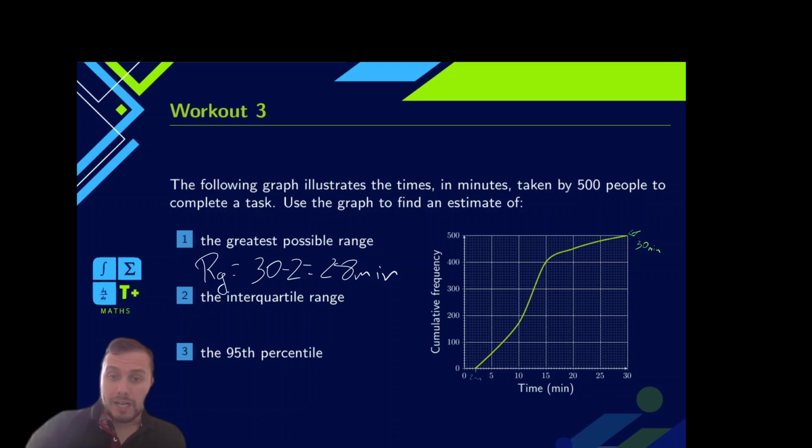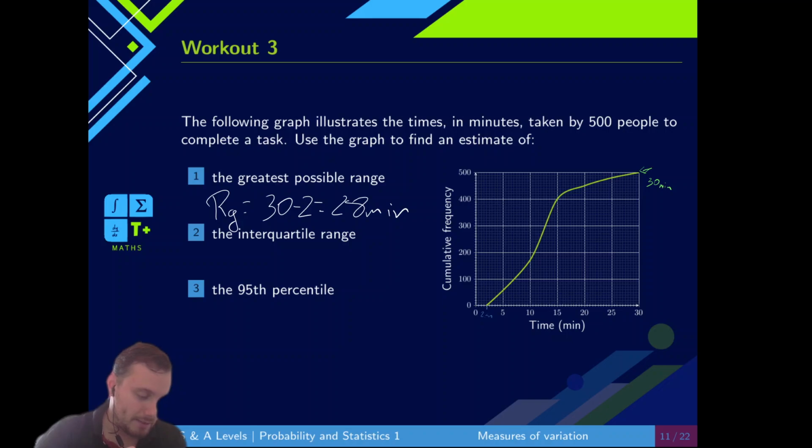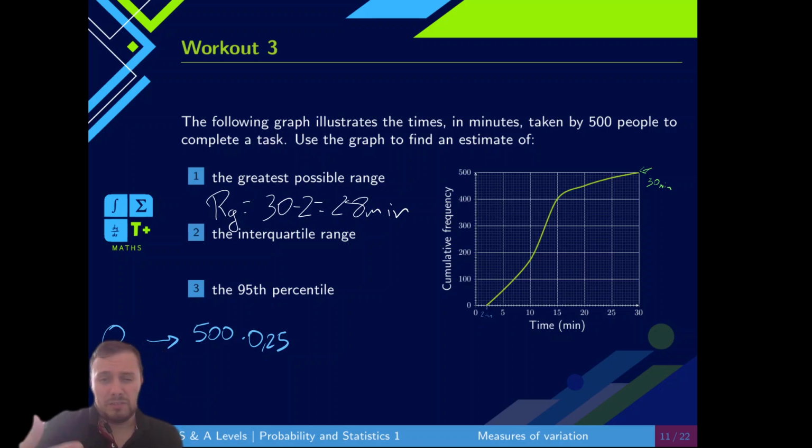Now let's focus on the interquartile range. The interquartile range, as we know, is the difference of Q3 and Q1. So we should focus on how to make that appear. Remember that quartile 1 accumulates up to 25%. So its position is going to be found at 500 times 0.25, because we have 500 people and we're looking for 25% of that. This would be equal to 125. So we need to focus on where on this graph we can find the 125.